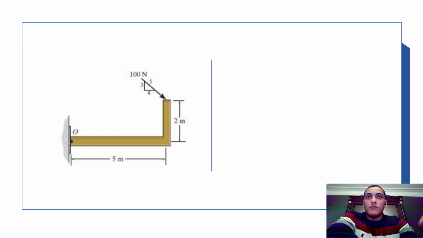So as you can see here, this is an example I have provided. The point O is right there, the distance is 5 meters, then there's 2 meters upward, and a force of 100 newtons going at a 3, 4, 5 triangle angle. And this is the answer.